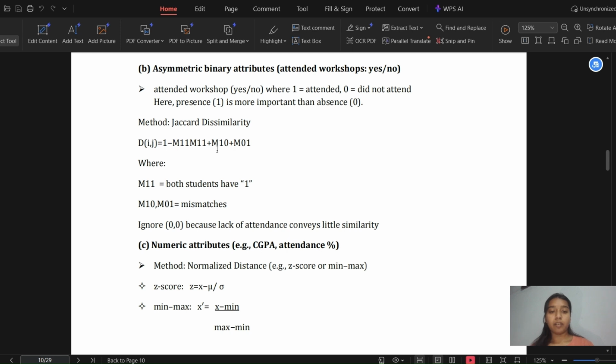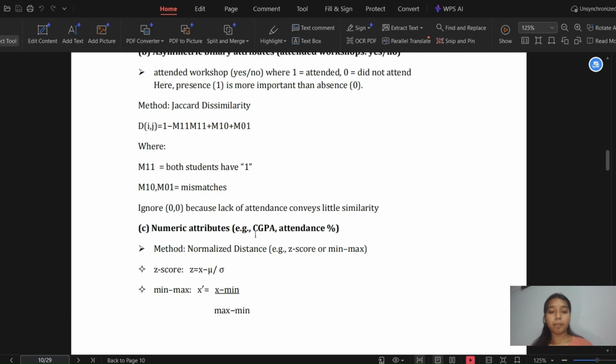M11 divided by M11 plus M10 plus M01, where M11 means both students have 1, and M10 and M01 are mismatches. Ignore 00 because lack of attendance conveys little similarity.